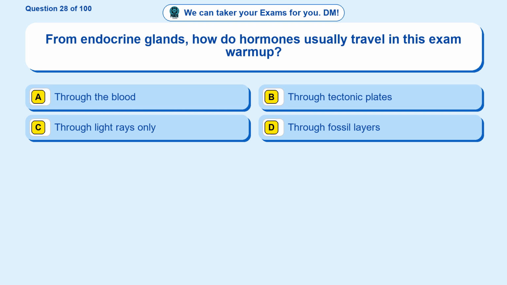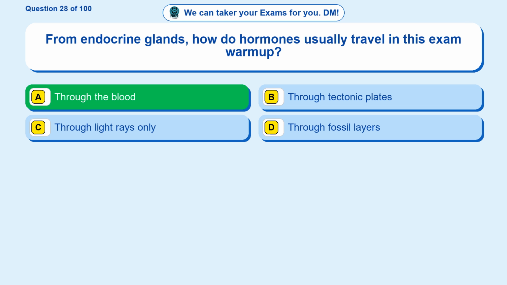Question 28. From endocrine glands, how do hormones usually travel in this exam warm-up? Option A. Through the blood. Option B. Through tectonic plates. Option C. Through light rays only. Option D. Through fossil layers. The correct answer is option A.